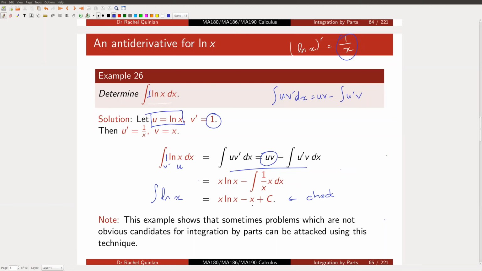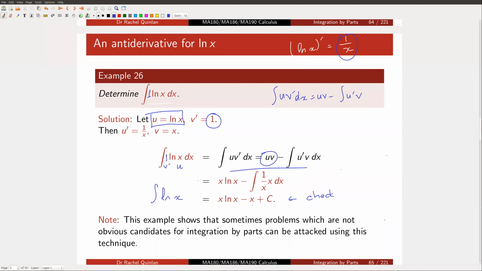So I suppose it's an example. This is a classic example that's in all the textbooks. And to be honest, there aren't like 100 more examples like it. It's kind of a special one. But it does show us that sometimes problems which aren't really obvious candidates for the integration by parts technique can actually be handled using this technique. So it's a nice one and worth having in your repertoire as well.